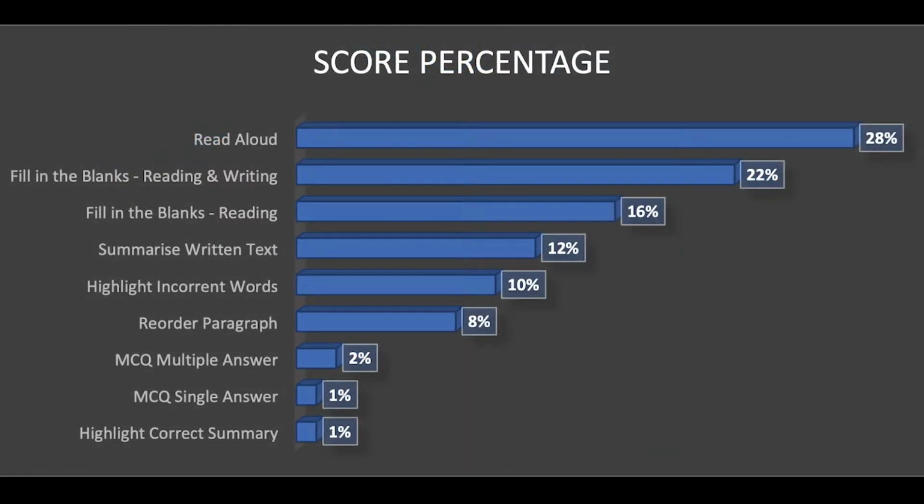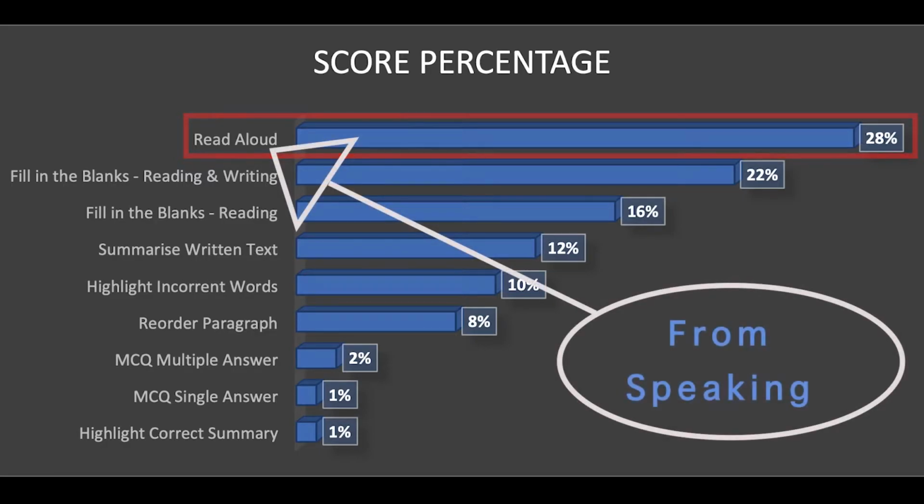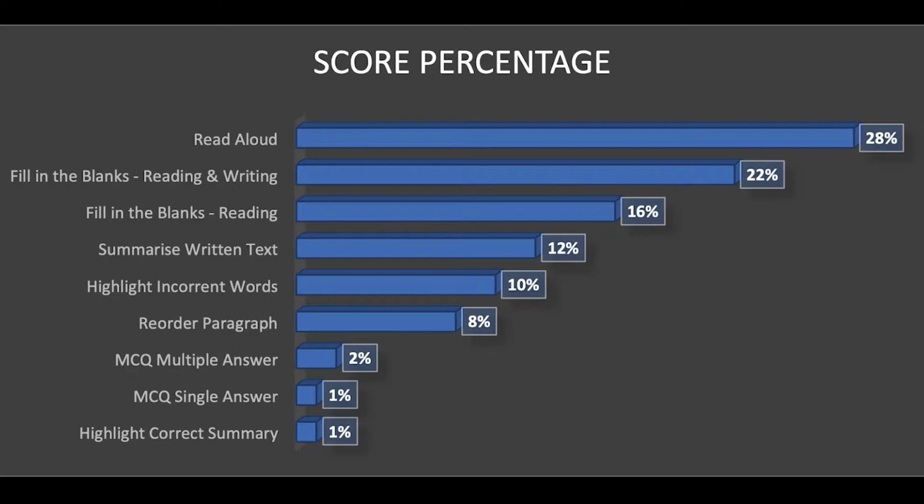As you can see from this bar graph pretty clearly, most of the score or the highest score of your PTE reading section is coming from read aloud, which is not really the part of your reading section, rather a part of your speaking section. The second highest score is coming from fill in the blanks reading and writing, and the third highest score is coming from fill in the blanks reading.